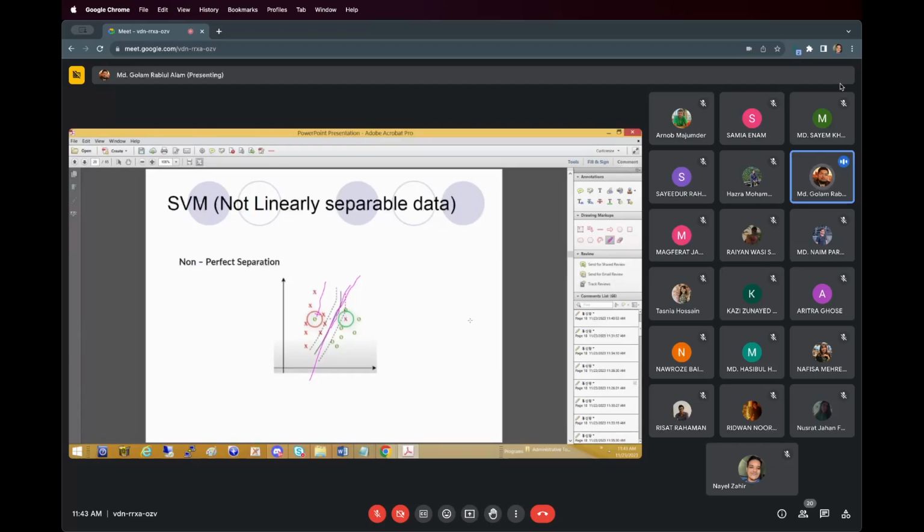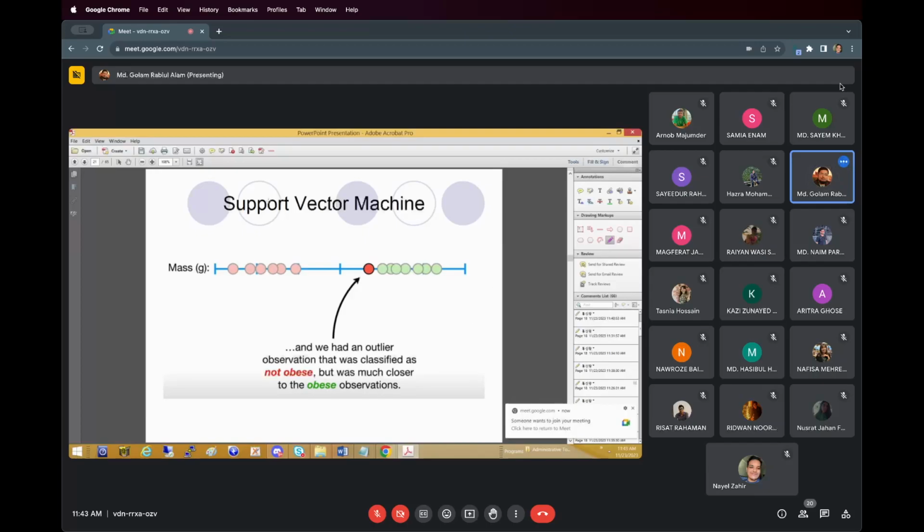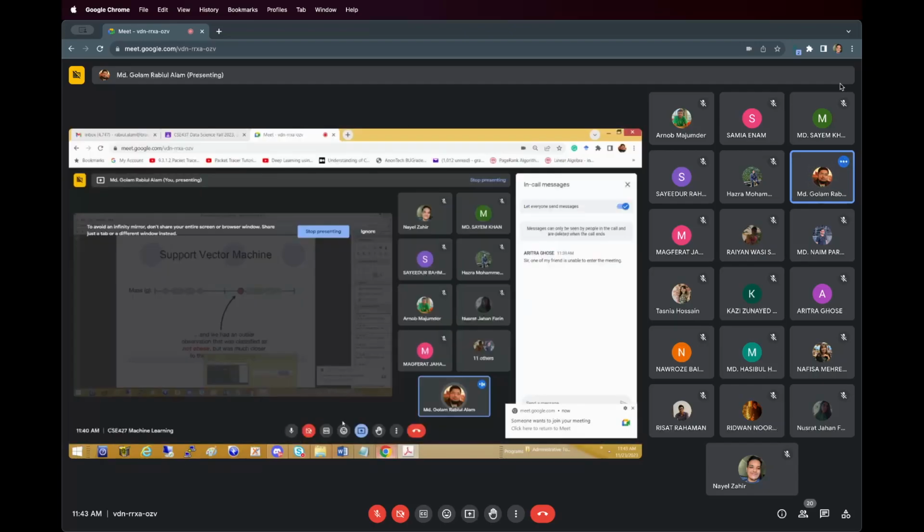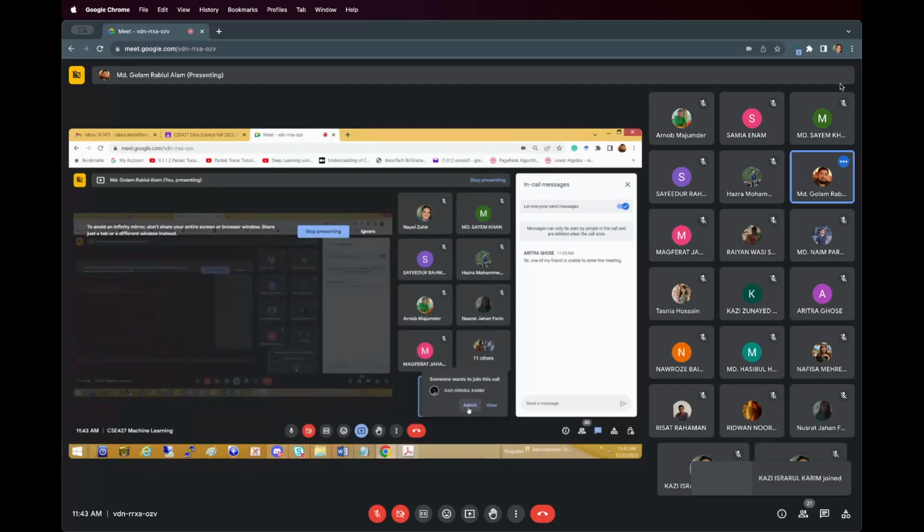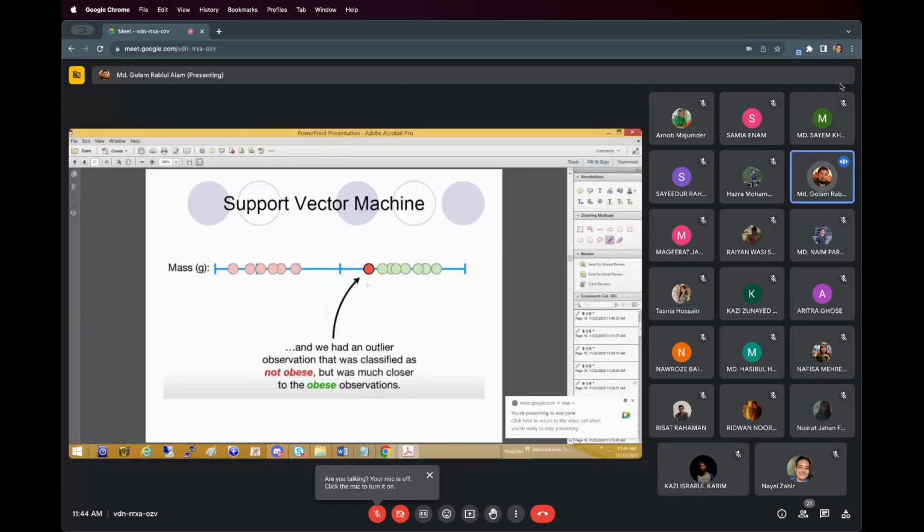And there is another reason we have. Consider that in our training data set we have all these red circles, which are the people with no obesity, and these are the people with obesity.